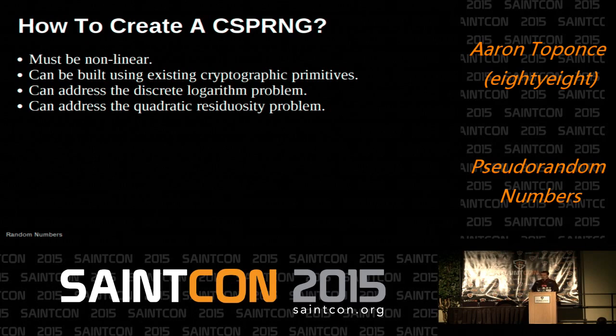But to help us build it, we can use existing cryptographic primitives. These are things like block ciphers, stream ciphers, or hashing functions. Or if we want to design something from scratch, then we can address the discrete logarithm problem or the quadratic residuosity problem. These are problems that are easy to compute going forward, but difficult to reverse.